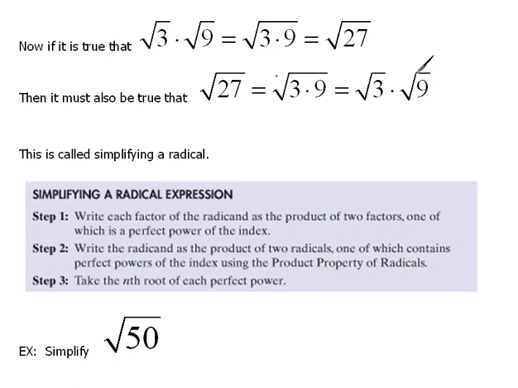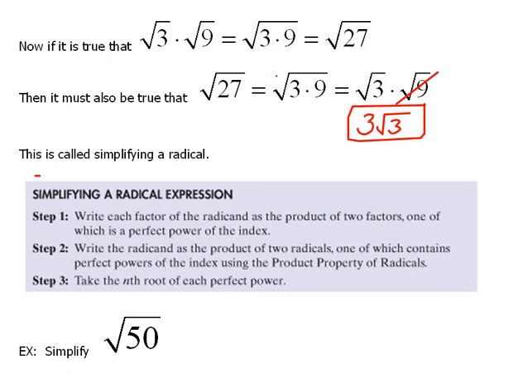Now, by doing that, we can simplify each individual part, because the square root of 9 is a perfect square, that's a 3. And then we still have this square root of 3 that we can't simplify any further. So if we were given the square root of 27, we could actually simplify that into 3 square roots of 3. This is called simplifying a radical, and that's what we're going to be doing in these next few problems.